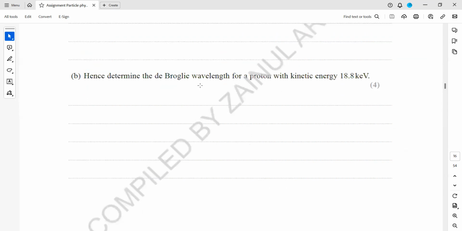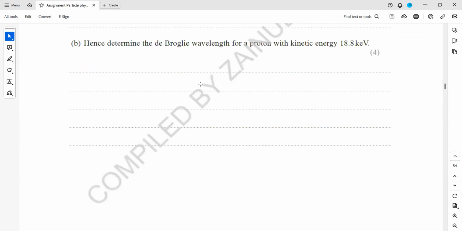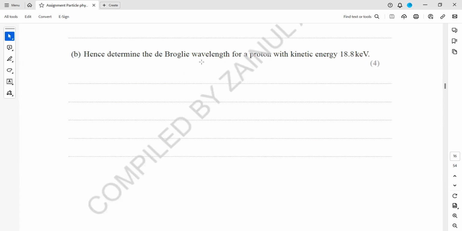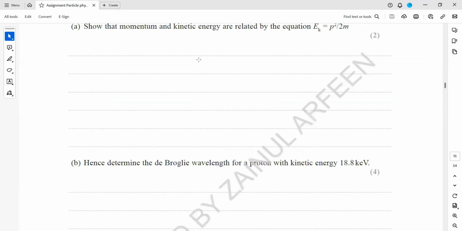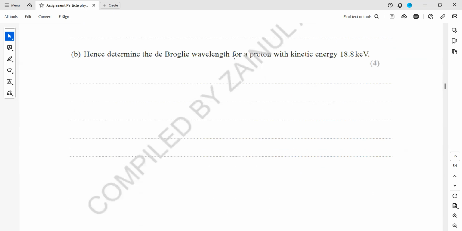Now determine the de Broglie wavelength for a proton with a kinetic energy of 18.8 kilo electron volt. Whenever you substitute values in the formula, they should always be in joules, because the SI unit is joules. So Ek is equal to p square over 2m. We need the de Broglie wavelength. What is the formula? Lambda is equal to h over p.